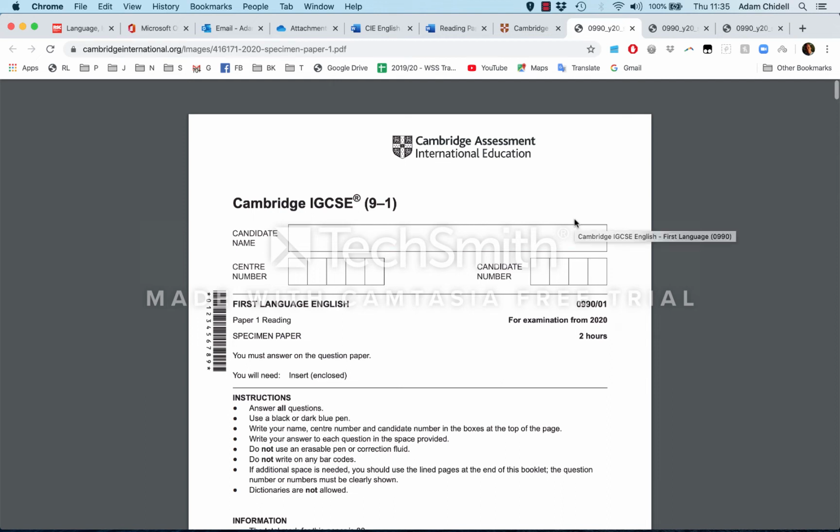Hello Year 11, this is going to be a guide to paper 1, that is the reading paper from your language English GCSE. So you can see here the instructions that CIE put on the front. These are all very self-explanatory.